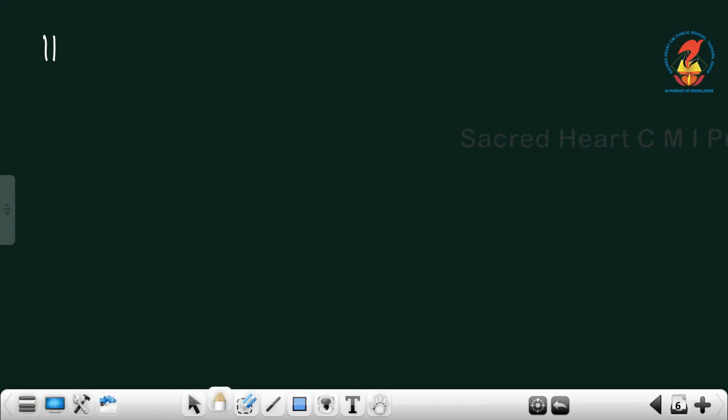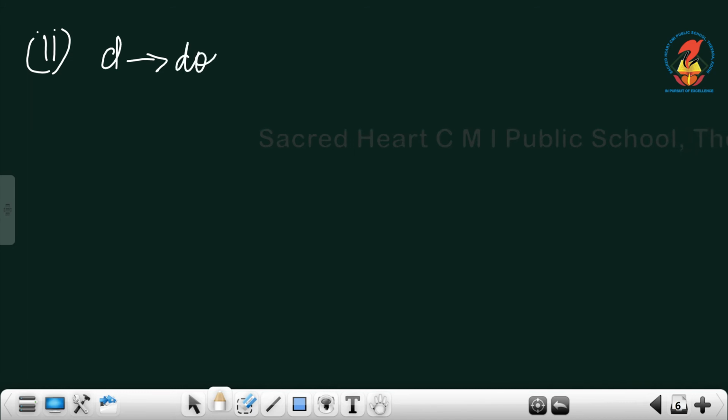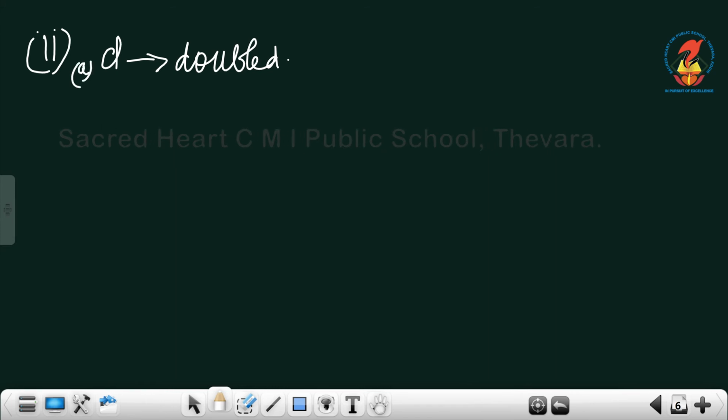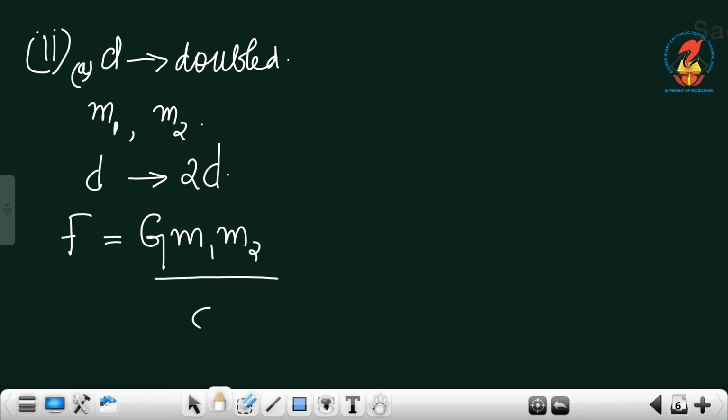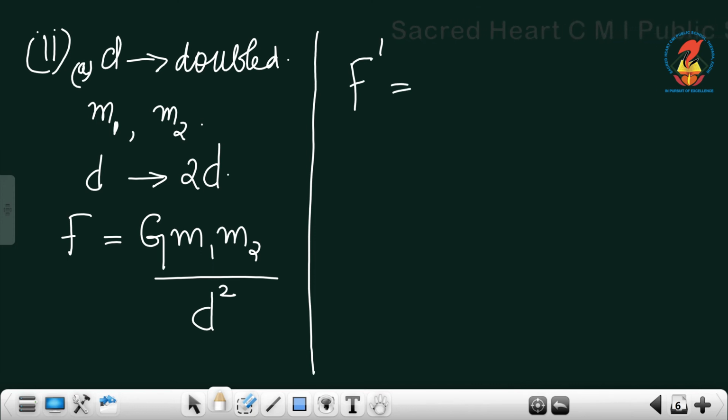So, in subdivision 2, we have 2 cases. In the first case, distance is doubled. Masses remain the same, distance got doubled, which means the distance became 2d. The formula to find force is F is equal to G m1 m2 by d square. Now, let us find the new force when distance got doubled.